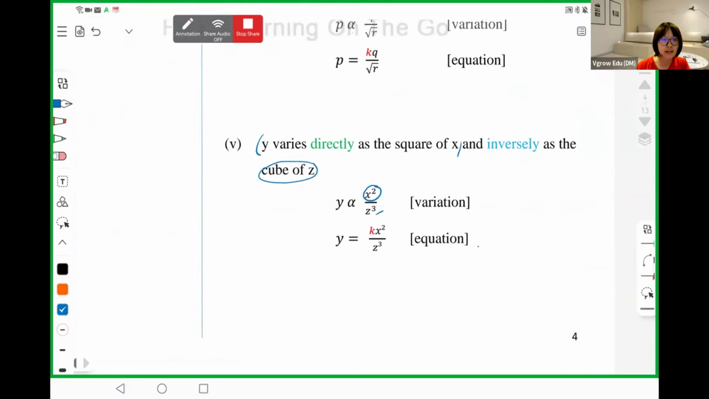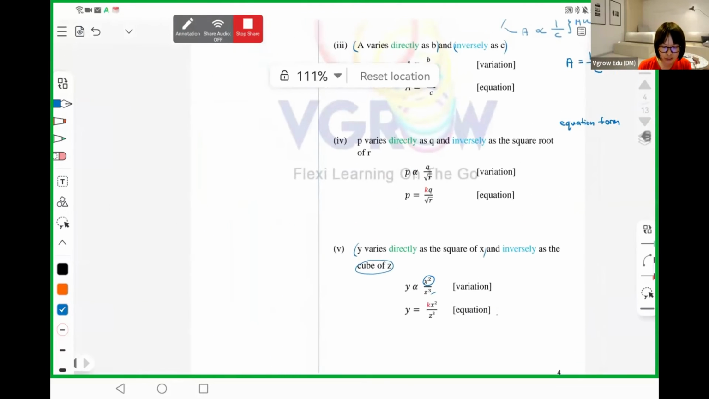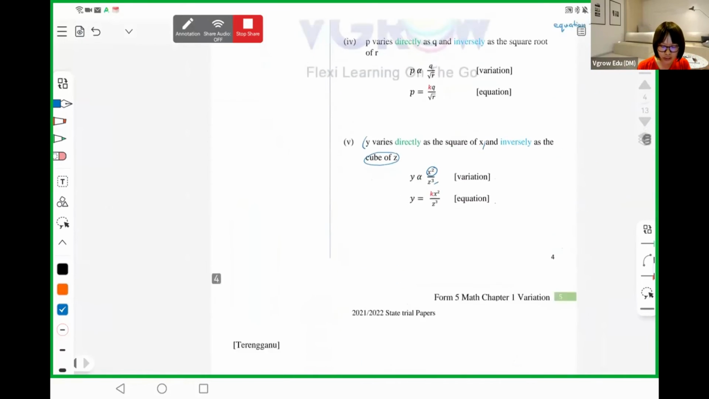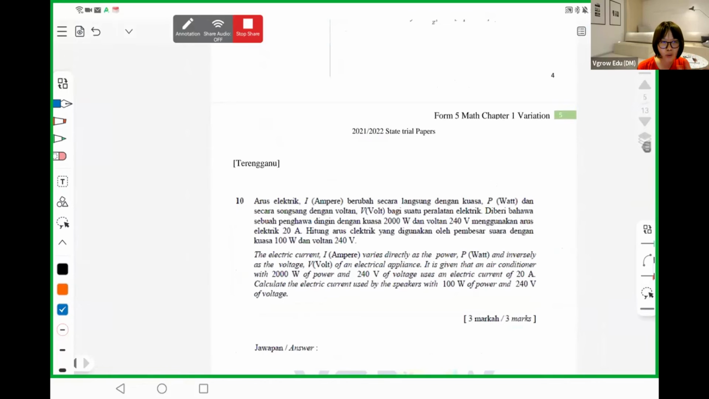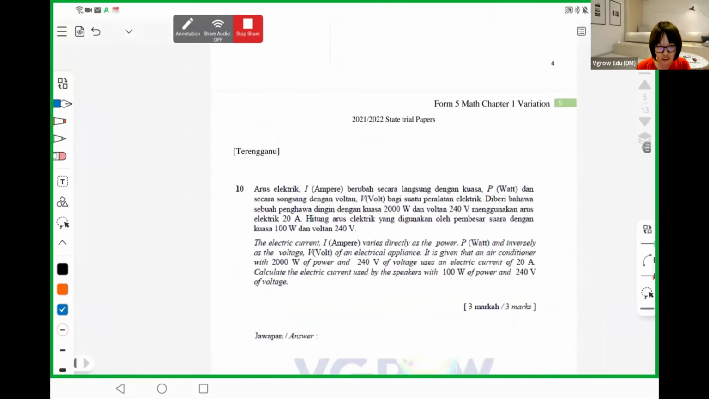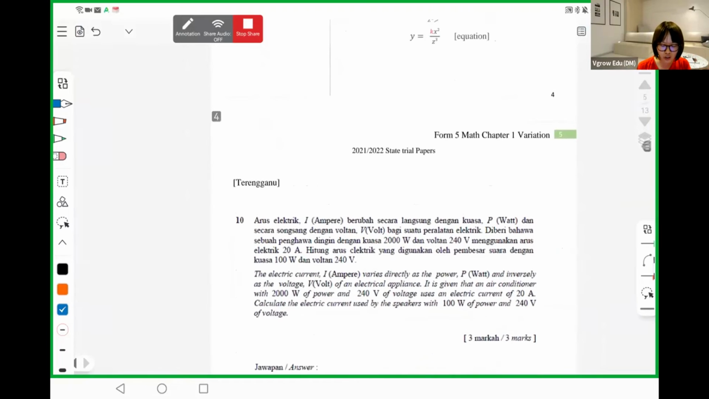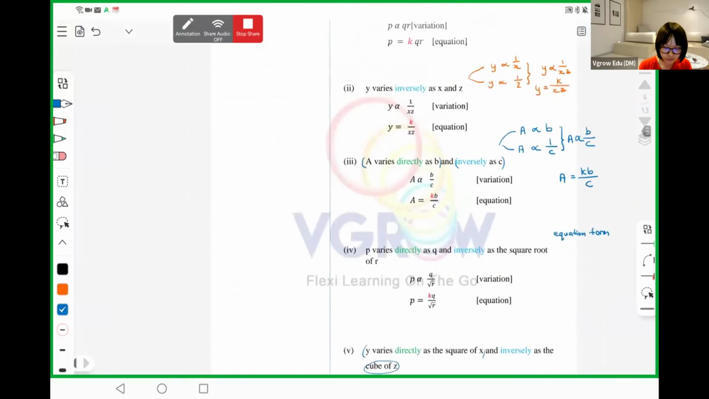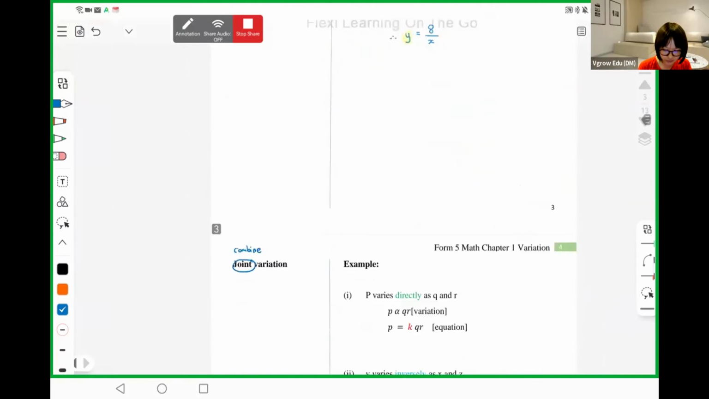So my style is very comprehensive one. That means I will just give you very comprehensive notes. We focus on what you need to know. And we will do exercises all based on SPM questions, which means the state trial papers and past year questions. Not so much on reference books, but I will use that as a reference only. Okay. So any questions?